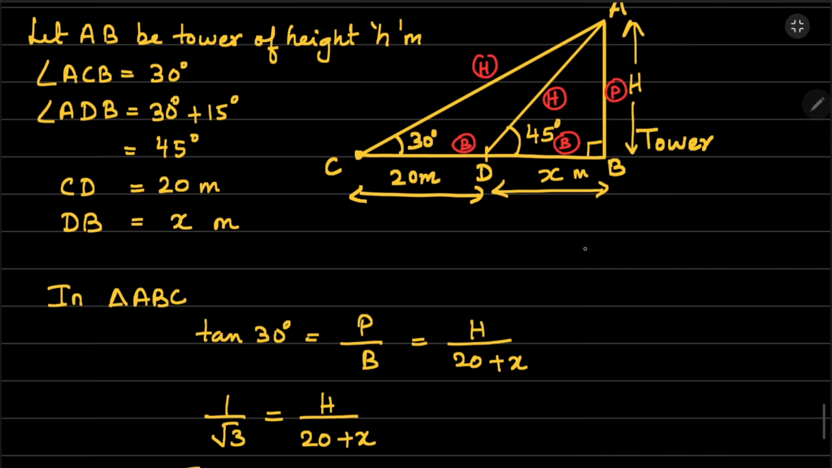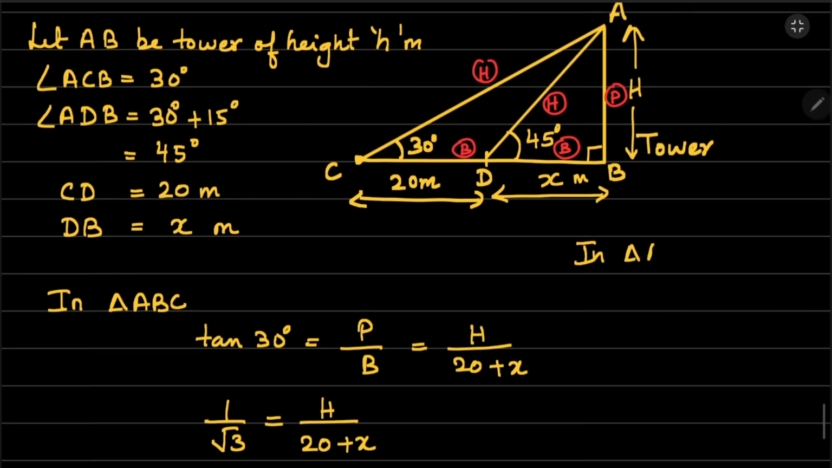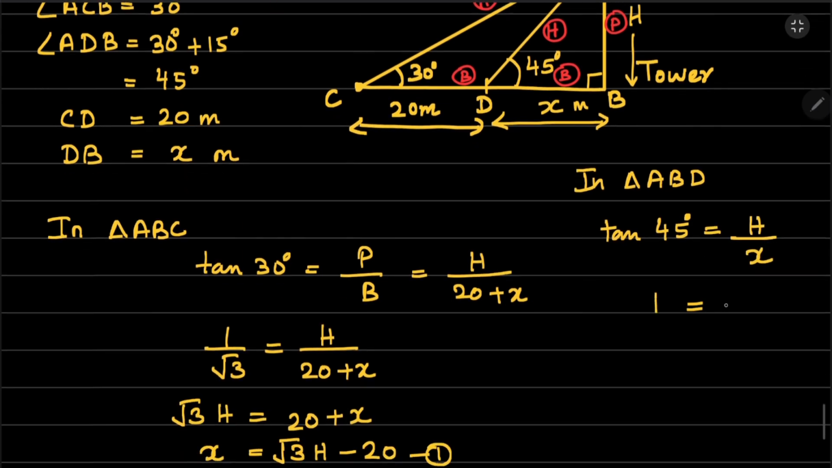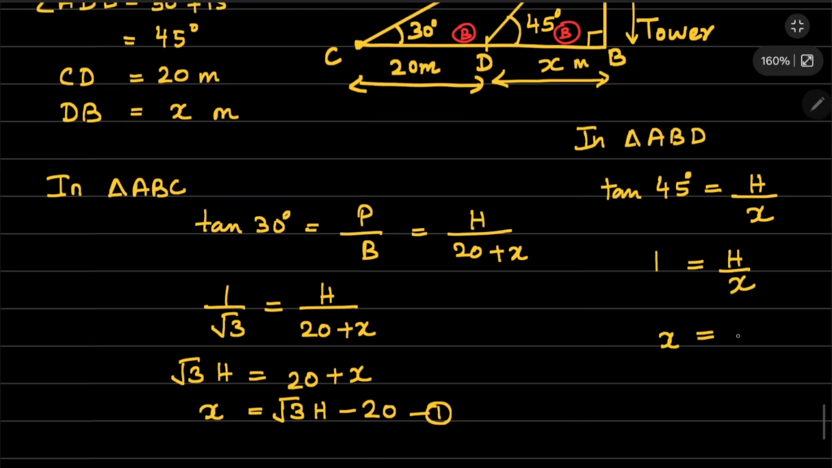Now let us go to the smaller triangle. In triangle ABD, what is tan 45? It is nothing but P by B. P is your H, and the base is your x. What is tan 45? It is just 1. So 1 is equal to H by x. Cross multiply, you will get x is equal to H.